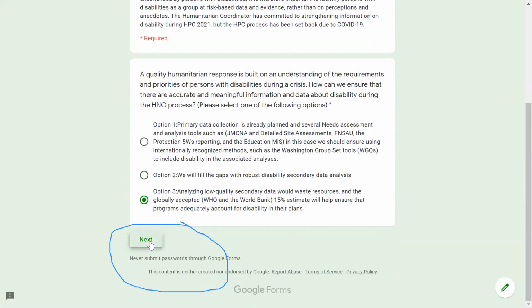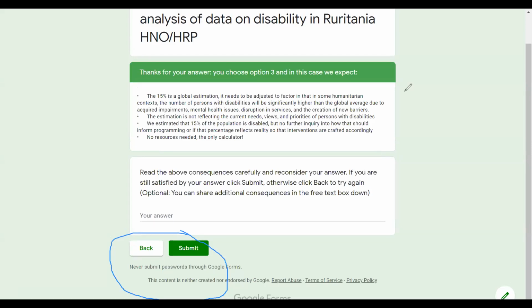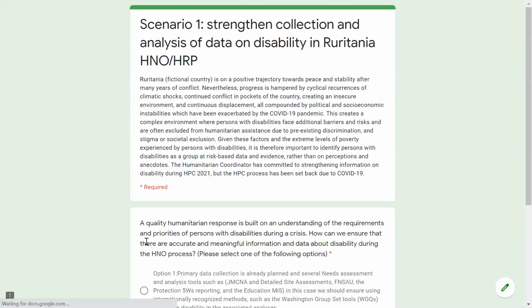Option 3 is let's go with the WHO's figure. We all trust WHO all the time, so let's see what the consequences are there. If you see the 3 dots, there is a global estimate. It doesn't necessarily reflect what is exactly going on in Ruritania, so it might not be as accurate as it could be. We're not talking to any persons with disability when we use a global estimate like this. But the great thing is you don't need many resources. You only just need a calculator to press 0.15 times whatever the overall persons in need number is. So you see that there are different options.